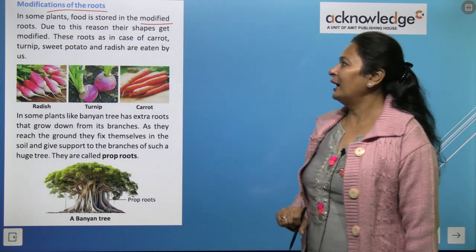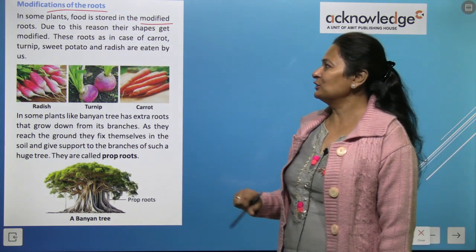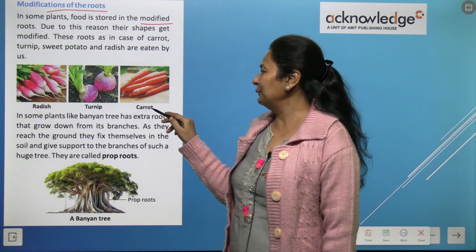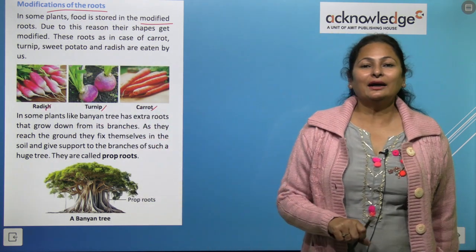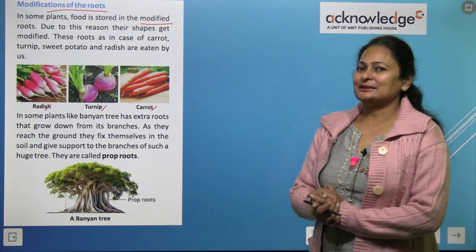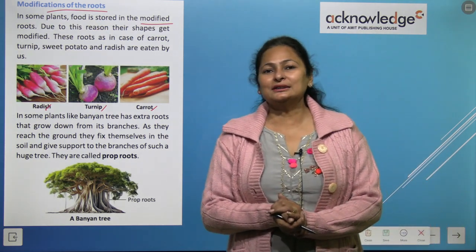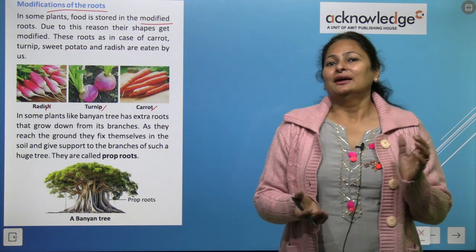These are the roots as in the case of carrot. Some examples: carrot, turnip, radish are eaten by us. So are we all clear about this? The modified roots? Very good.